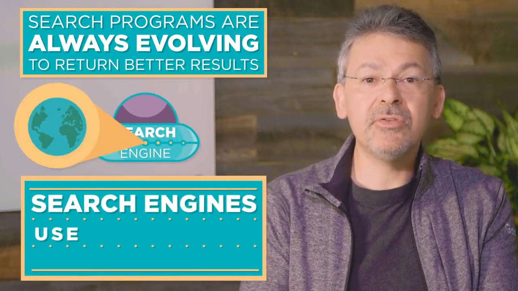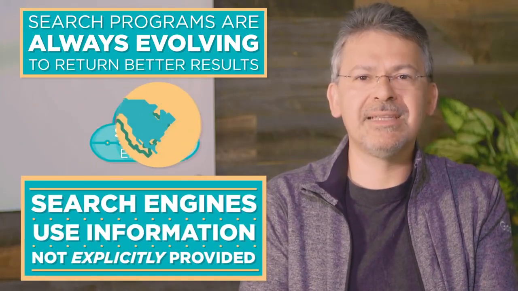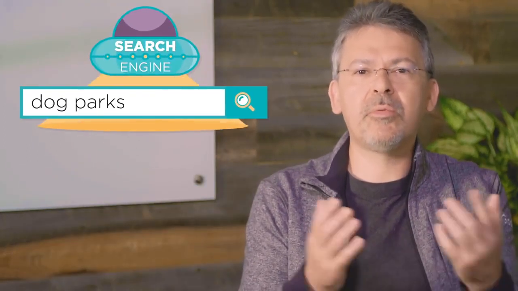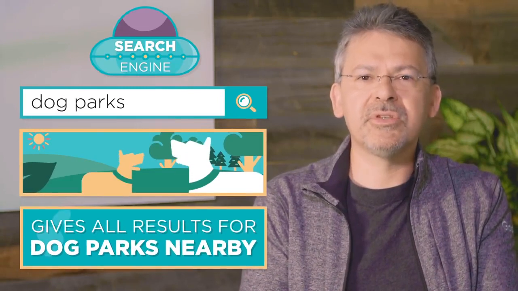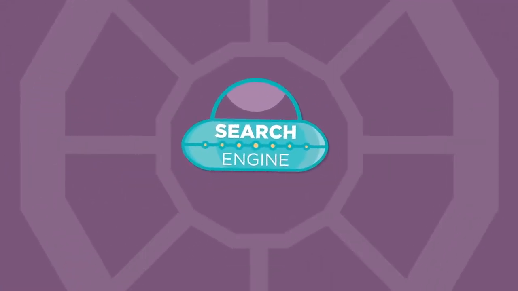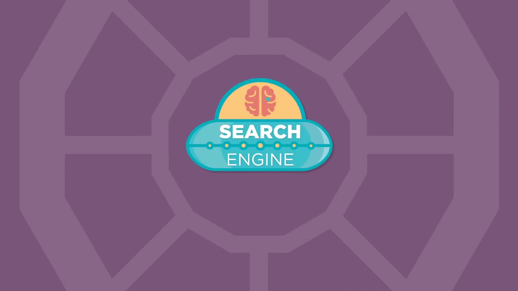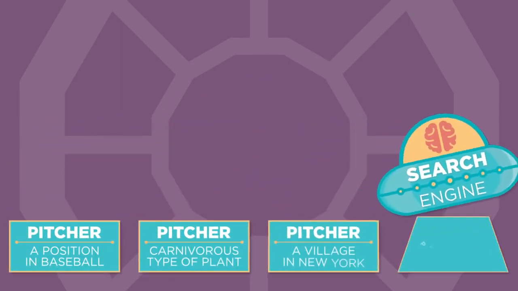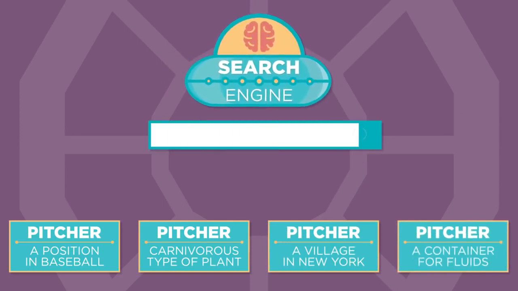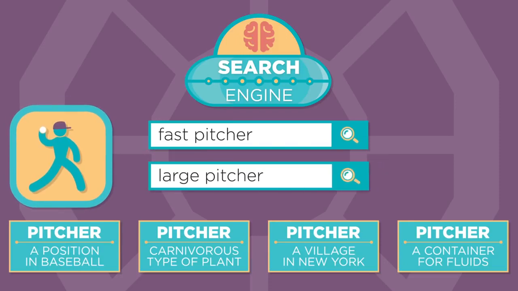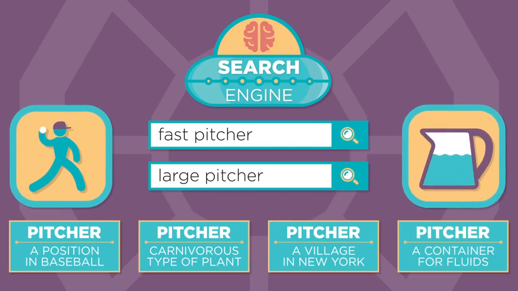Today's search engines even use information that you haven't explicitly provided to help you narrow down your search. So for example, if you did a search for dog parks, many search engines would give you results for all the dog parks nearby, even though you didn't type in your location. Modern search engines also understand more than just the words on a page, but what they actually mean in order to find the best one that matches what you're looking for. For example, if you search for fast picture, it will know you're looking for an athlete. But if you search for large picture, it will find you options for your kitchen.